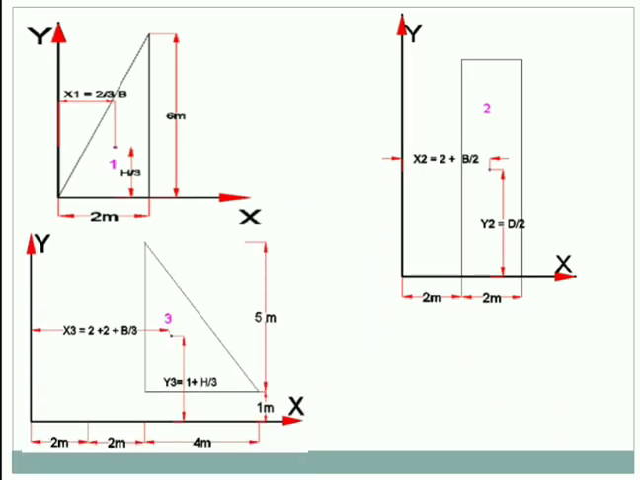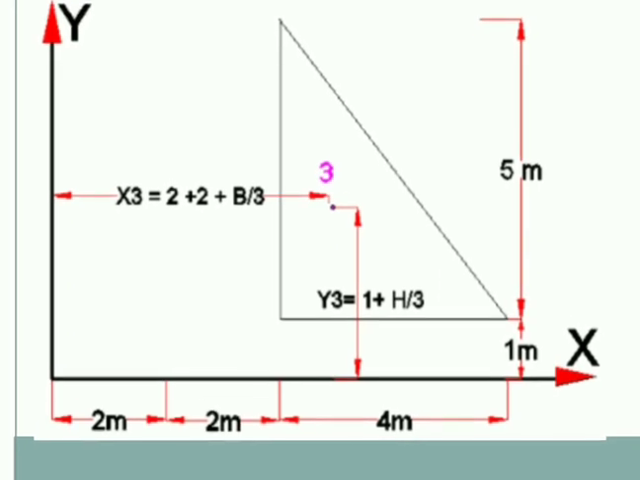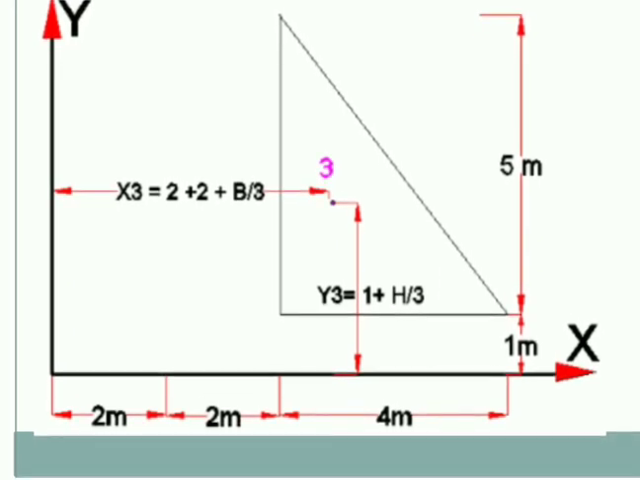Then comes the third triangle. Now as we are moving away from the axis, we have to add those lengths. Keep in mind, for the first figure we need not add any length because it was just next to the vertical axis. Second figure we were away, third figure we are still away. So see there how I have written x3. x3 will be 2 plus 2 plus b by 3.